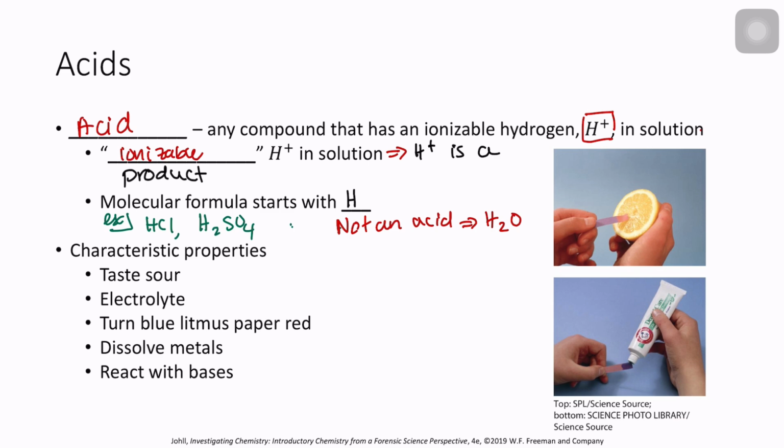Some other properties of acids are that they are electrolytes. We talked about the types of electrolytes they can be. They turn blue litmus paper red. They can react with metals to form hydrogen gas. And they also neutralize bases in neutralization reactions.